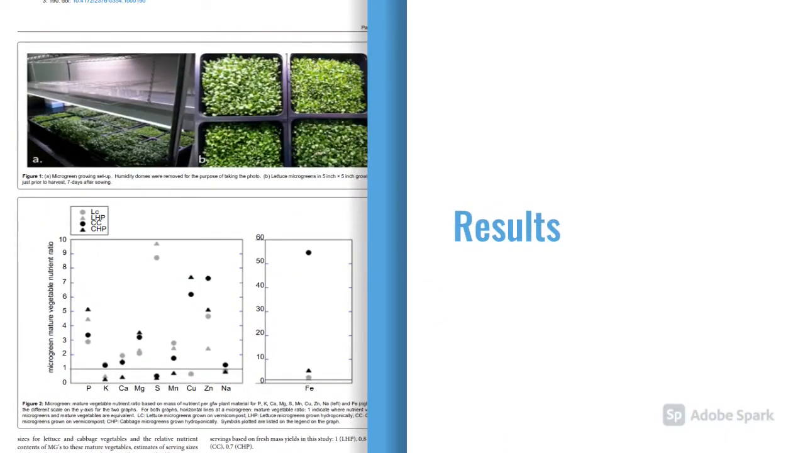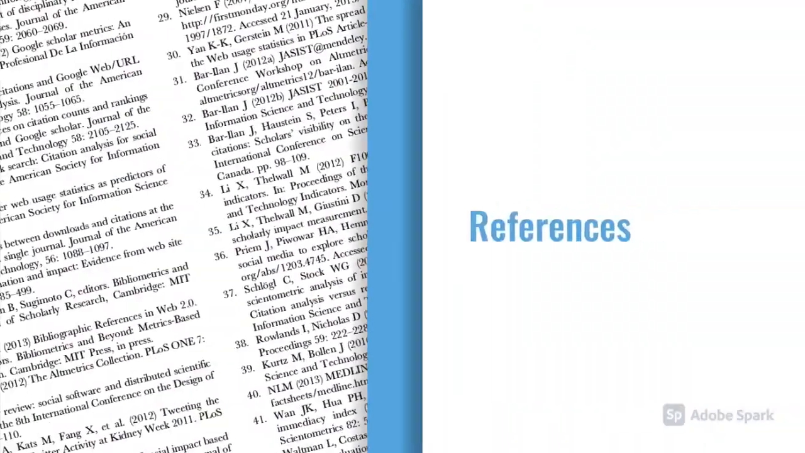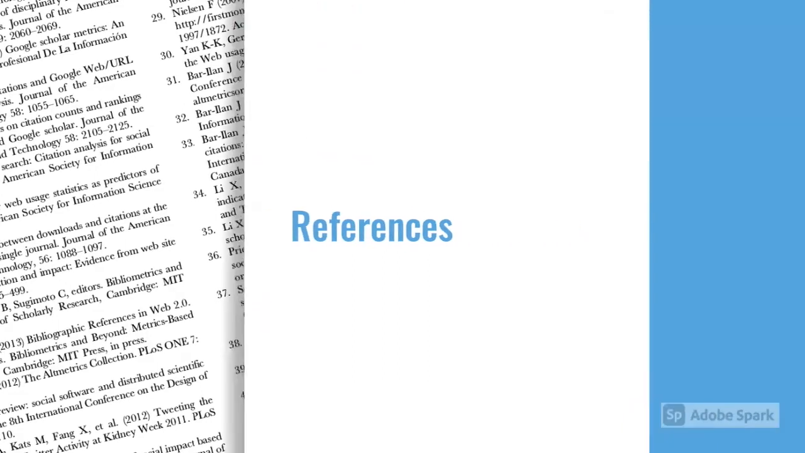The results section contains pictures, charts, tables, and graphs showing the outcome of the experiment. The discussion section explains what the results mean and how they support or refute what other studies have found before. The references section lists every study and document that was used to conduct the study and write the final paper so other scientists can easily find and examine them.